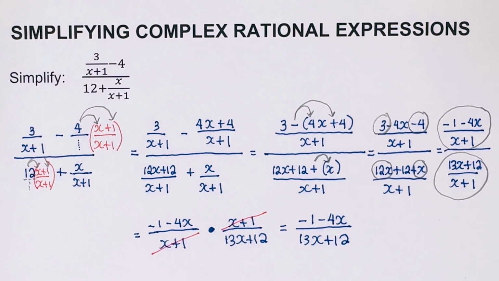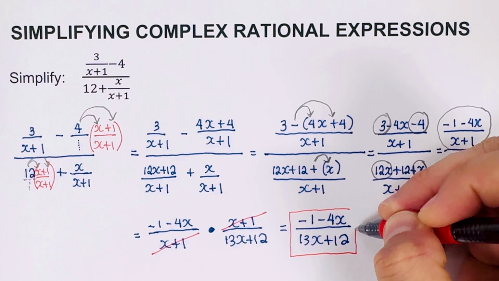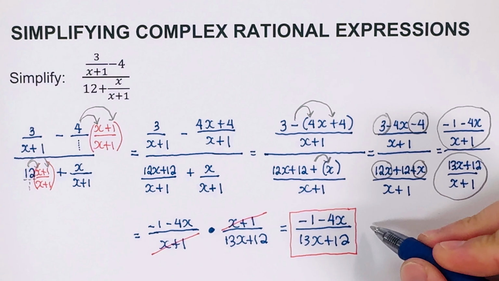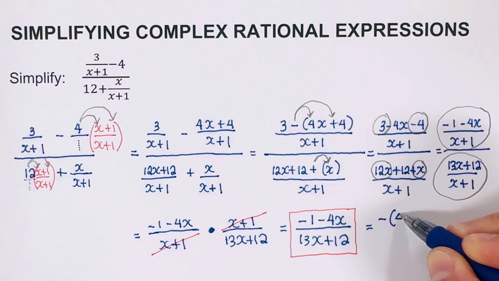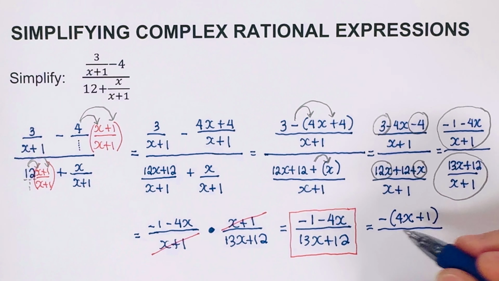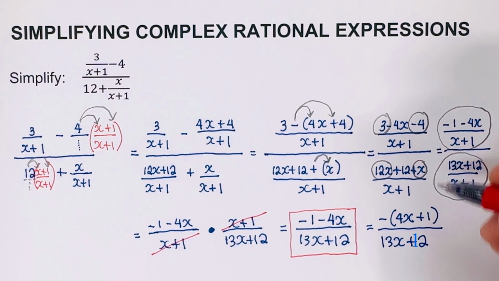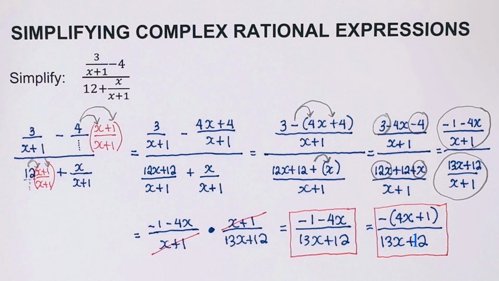You can take this as the final answer, or we can simplify this further so that we don't get a negative. This can also be expressed by taking the negative out, and that would be negative 4x plus 1 over 13x plus 12. So this could be the other answer to this. That is how we simplify this given rational expression that we have up here.